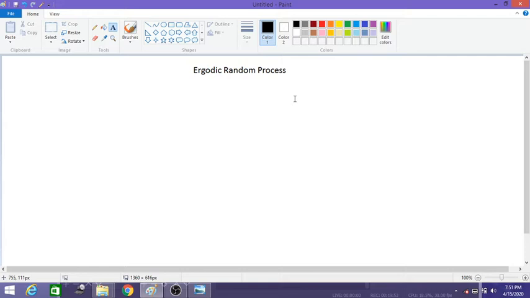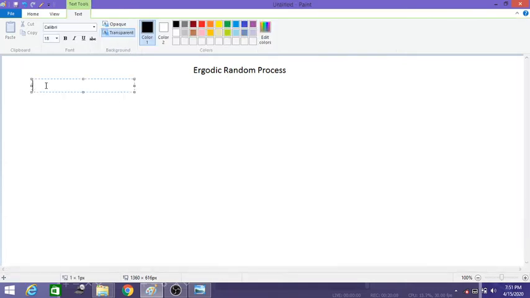Now let us see what is the ensemble average, and then we will see what is the time average. Then we will again come back to the ergodic random process. So let me write here what is the ensemble average.